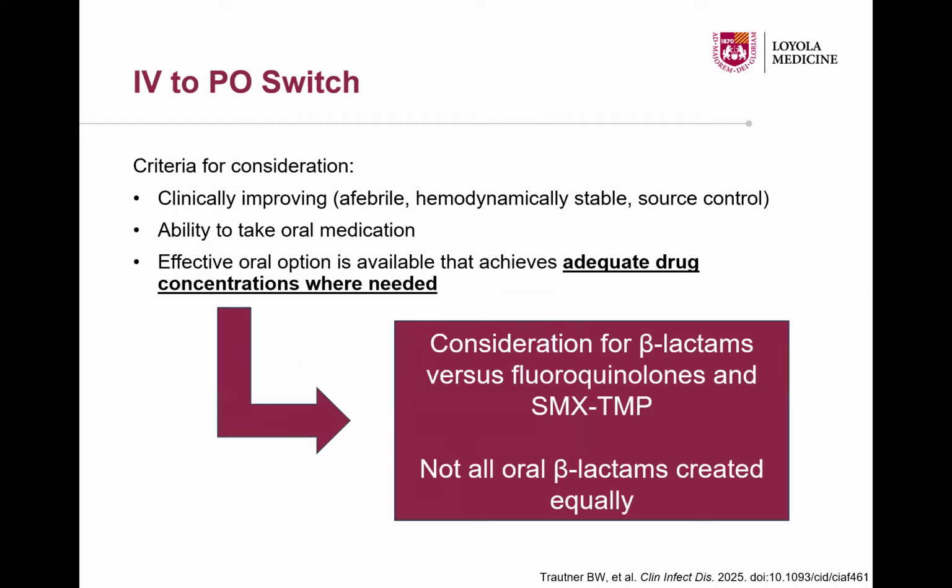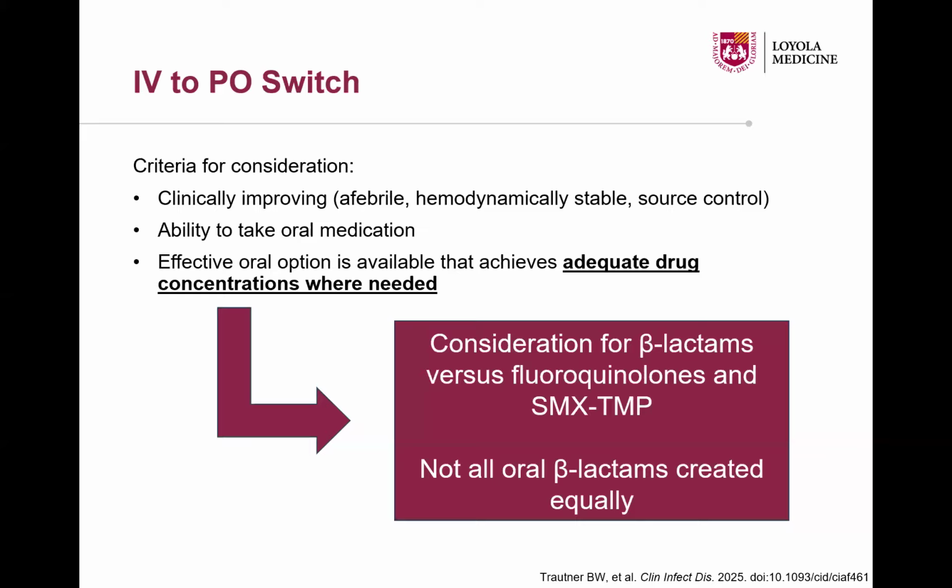Part number 4 of these guidelines is really focused on optimizing this IV to PO switch. And so they lay out some criteria for consideration. So patients are clinically improving, they're afebrile, hemodynamically stable, and we have adequate source control, mainly thinking, do they still have an indwelling catheter, and can we remove that? Of course, it goes without saying, can they take the oral medication? Also considering other enteral routes potentially if we need to. And so making sure that we have an established route to be able to give the oral antibiotic that we so dearly want to use.